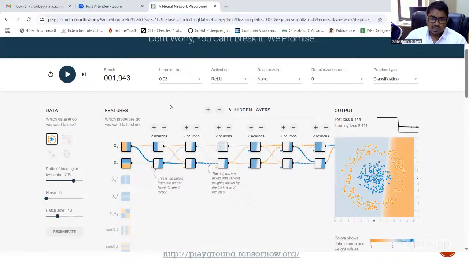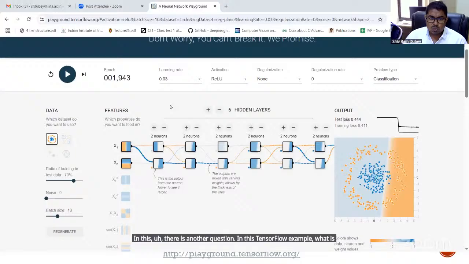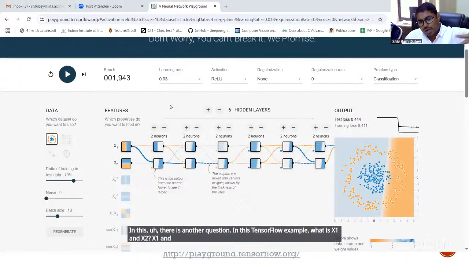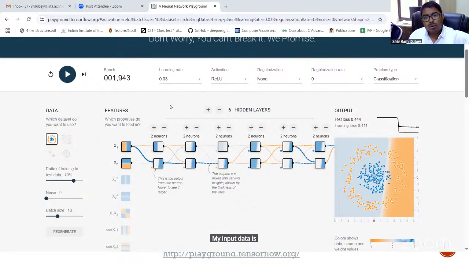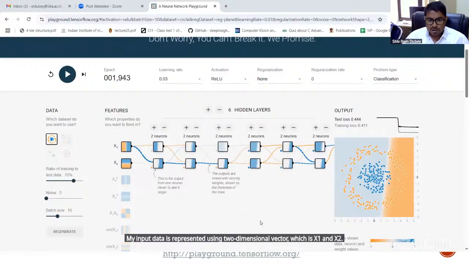In this, there is another question. In this TensorFlow example, what is x1 and x2? x1 and x2, these are two different dimensionality of my data. My input data is represented using a two-dimensional vector, which is x1 and x2. Is it a tabular data set and gives a spiral output finally? No, this is different dimensionality of my data.